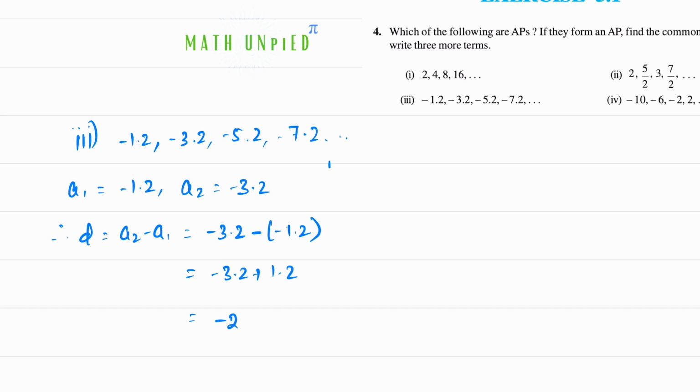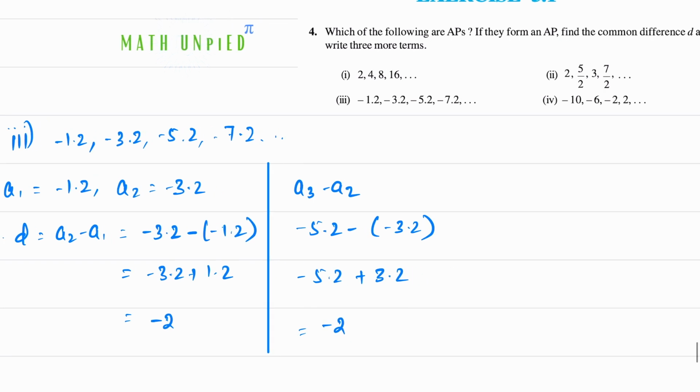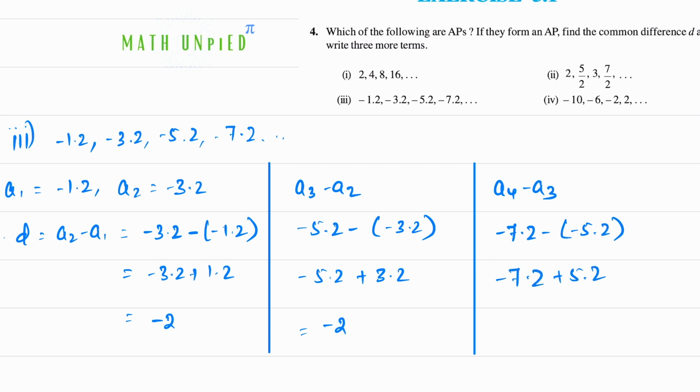Now similarly we'll find the difference between the next two terms, A3 minus A2. So what is A3? A3 is negative 5.2 minus of what is A2? Negative 3.2. So this is negative 5.2 plus 3.2, which is equal to negative 2. So let's find out the difference between the next two terms. So A4 minus A3, this is negative 7.2 minus of negative 5.2. So negative 7.2 plus 5.2 equals negative 2.